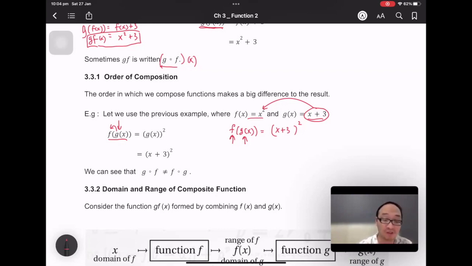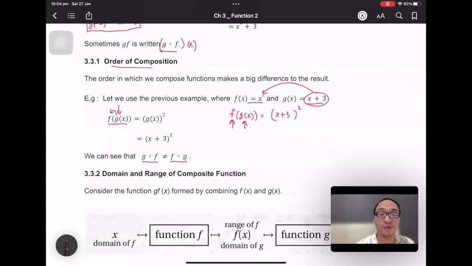And from here you can see that g following f and f following g are not the same. They are different because order matters here. Okay, we will continue to the next part for the domain and the range of composite function.